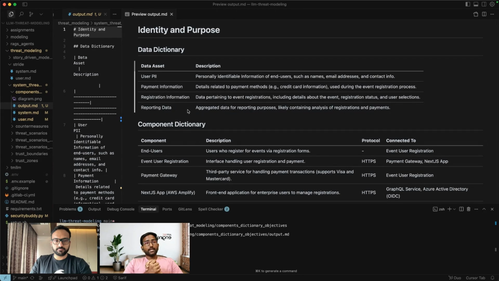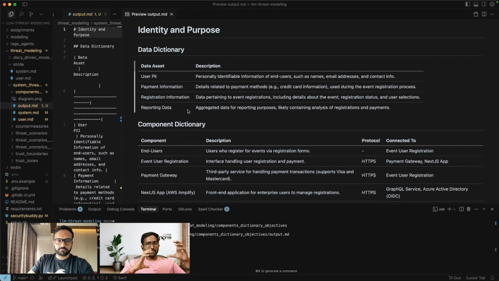But yeah, by and large, this is the first step in the threat modeling cycle, where you ask the question, what are we building? And this is the answer to what are we building. We are building an application interface that allows users to generate events, and other end users to register with them, give them payment information, register, and get successful sign in confirmations.